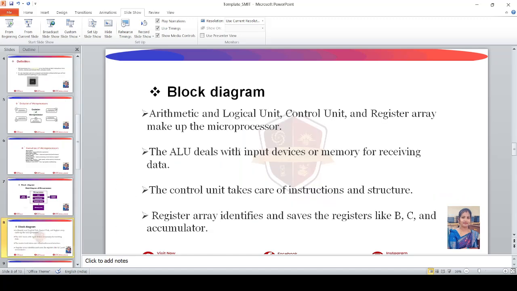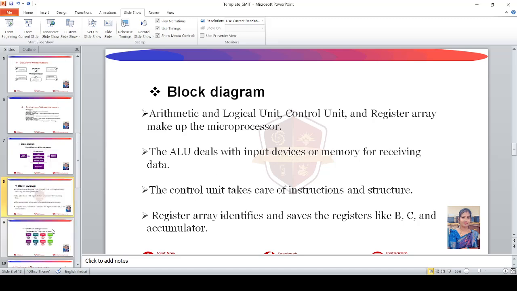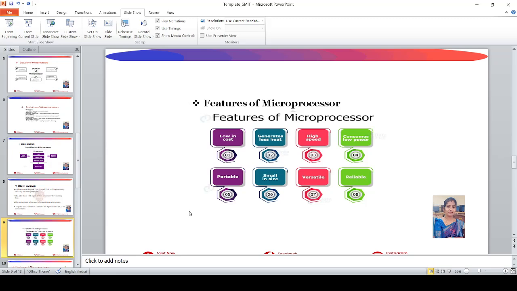Next, I will give you the explanation of the block diagram in this slide. And next is the features of the microprocessor. The features are very important, because by using these only, we select the microprocessor or microcontroller, right? Features of microprocessor. It is low in cost. Why do we say it's low cost, right? It uses integrated circuits, which reduces your overall cost. That's why we say it is low in cost.